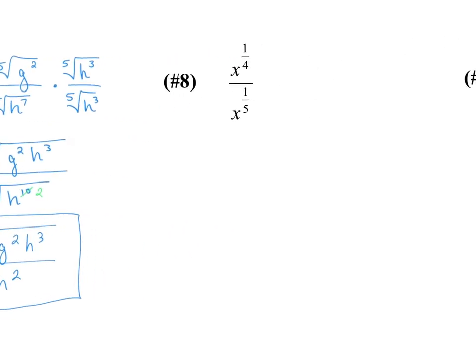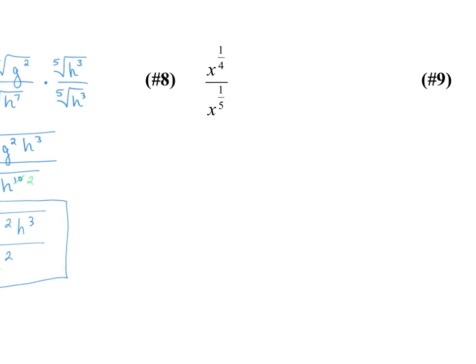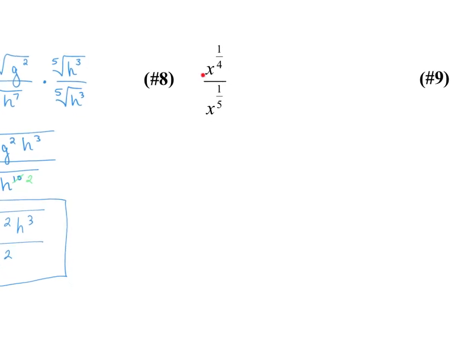Okay, in this next example, it also looks familiar to a few of the problems we've done today. So notice here we have a fraction. The numerator and the denominator have the same base, and we have different powers. So the first thing you want to recognize is which power is bigger. Okay, 1/4 or 1/5. Okay, 1/4 is bigger. So what we're going to do is rewrite this as x to the 1/4 minus the power of our denominator, which is 1/5.